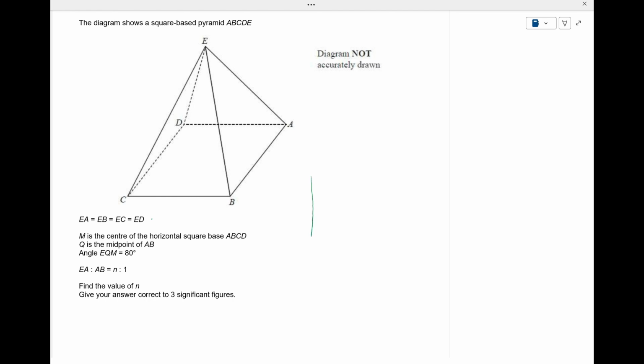Right, I'm going to draw the square base. I've got A, B, C, D, and M is the center of that. So M is here, and the point M is directly below the point E. Q is the midpoint of AB. There it is, Q.